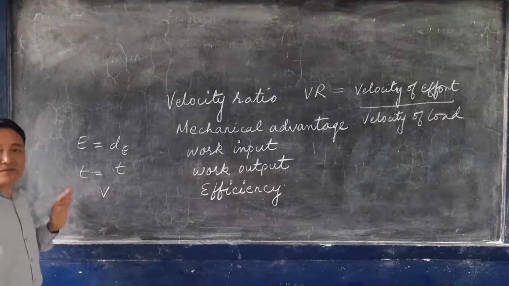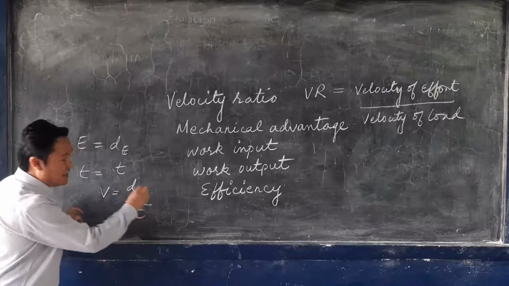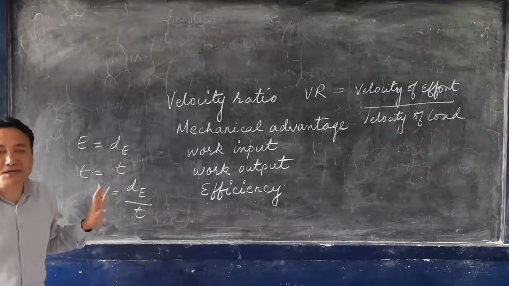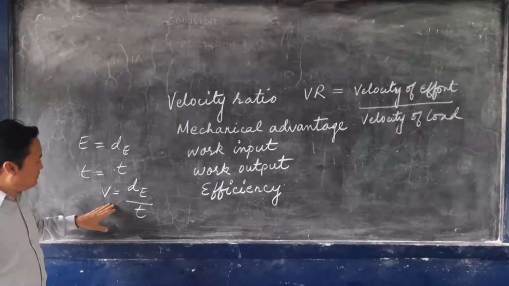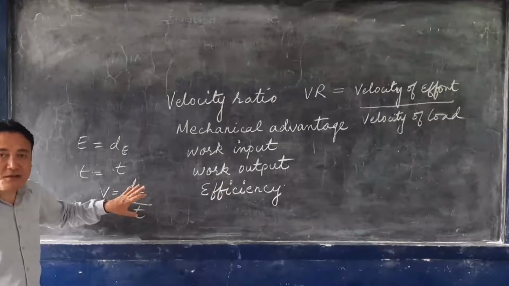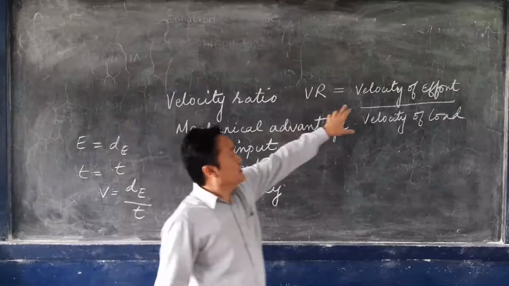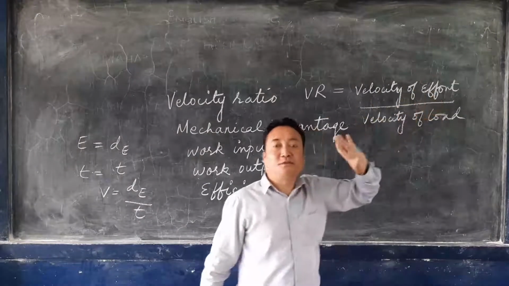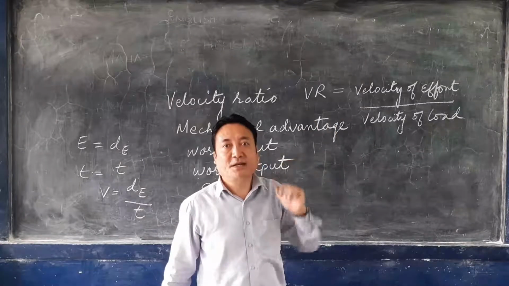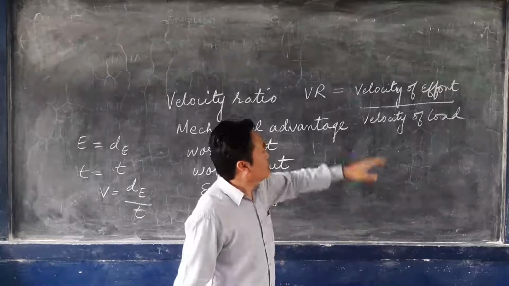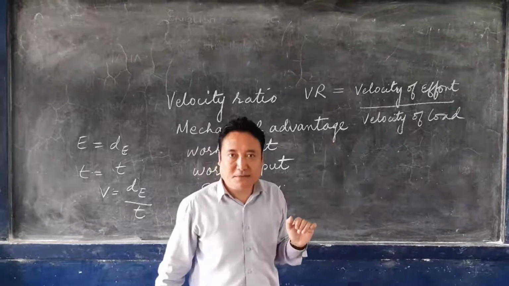So let us find velocity. Velocity equals distance traveled by effort divided by time. So this is the velocity. To calculate velocity, we take distance divided by time. The same thing is here. The velocity of effort is the distance traveled by effort divided by time. Similarly, the velocity of load is the distance traveled by load divided by time.